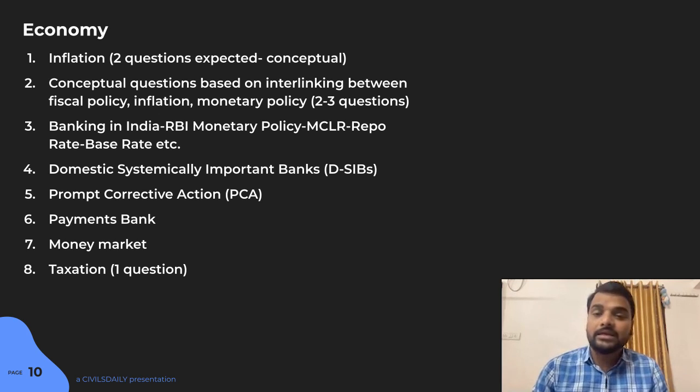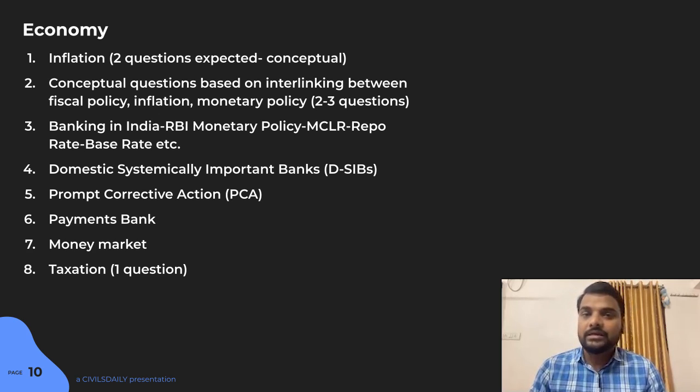Then RBI and banking relations: MCLR, repo rate, which banks now set charges on the repo rate basis or on the MCLR basis. Earlier it used to be the base rate. Then domestic systemically important banks are there. Similarly, NBFCs are there. Then investment companies are there.